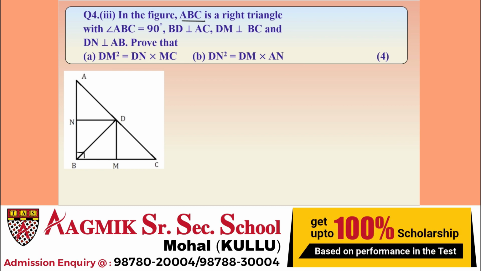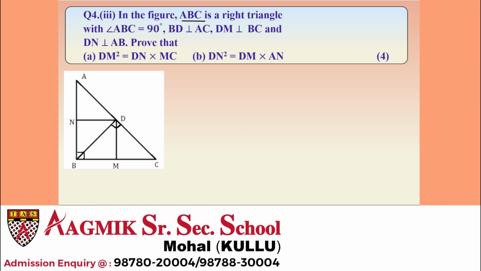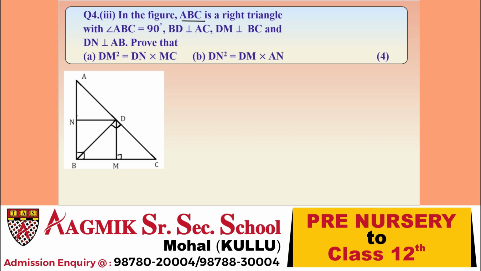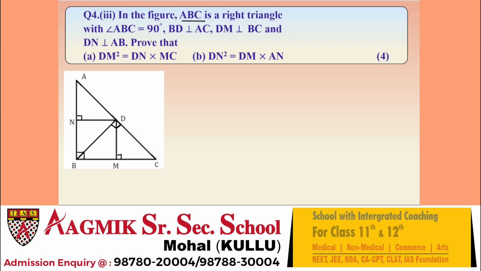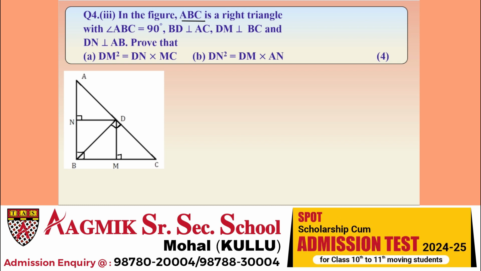So this angle is 90. BD is perpendicular to AC. That means this angle is also 90 degrees. Then DM is perpendicular to BC, so this angle is also 90. And DN is perpendicular to AB, means this angle is also 90. So we have 4 right angles over here. Now you have to prove this result.